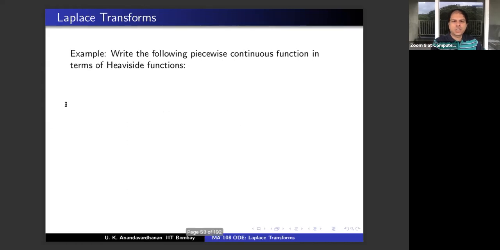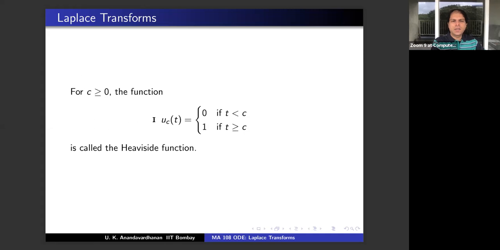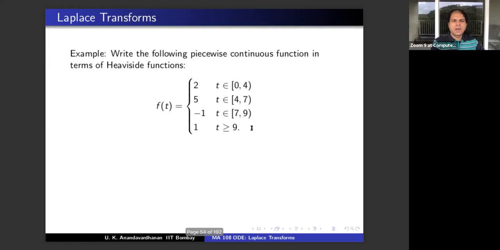So this is the definition. u_c(t) is 0 up to c, and 1 beyond c, and we should write this as a combination of Heaviside functions. So you'll have to multiply, right? u_c(t) will be only 0 or 1, so you may have to multiply with these coefficients appropriately. But how do you do it? If one of you has the answer, then tell me.